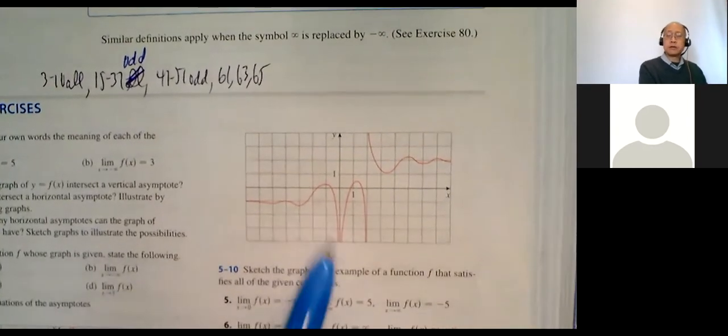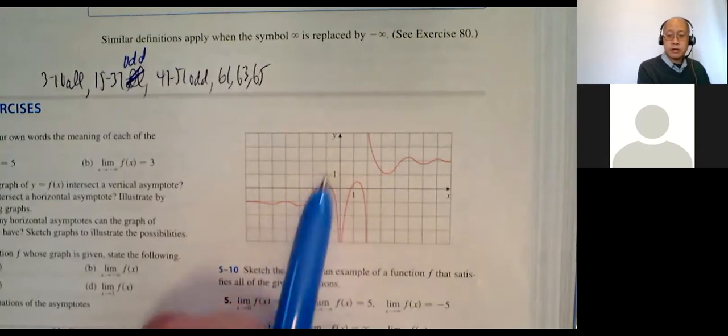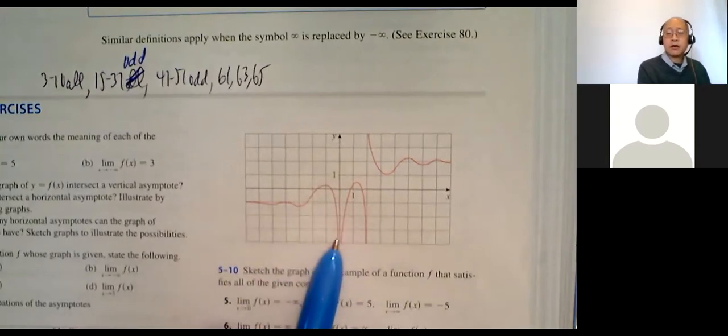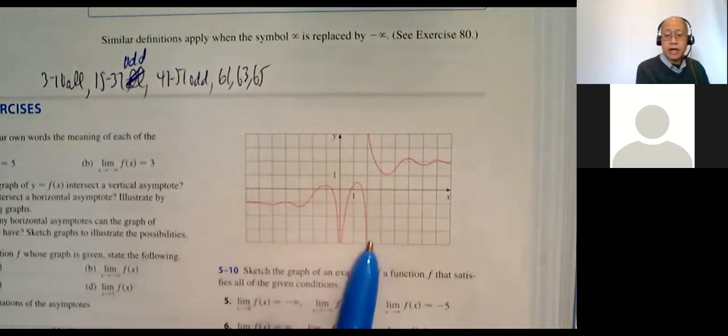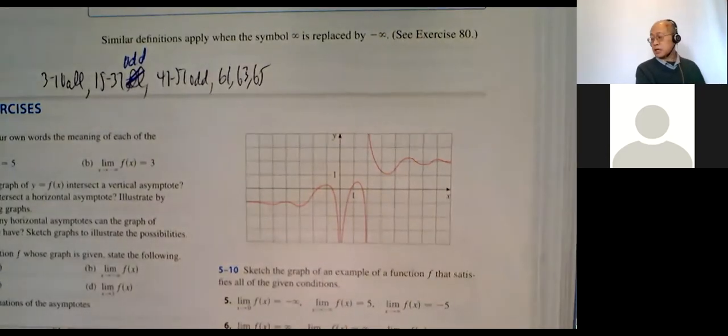And vertical asymptote, well, there's one here and one here. So VA, vertical asymptote, x equals 0 and x equals 2. x equals 0, x equals 2.